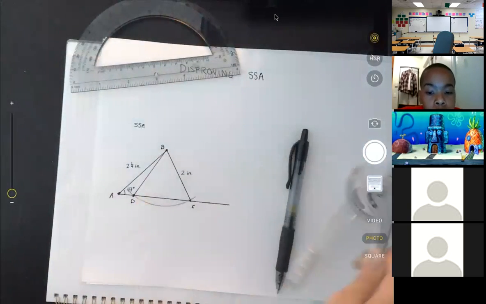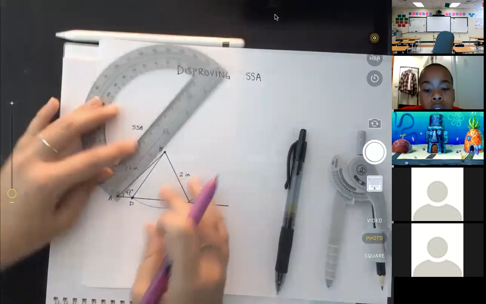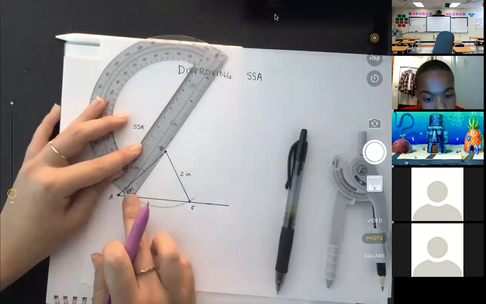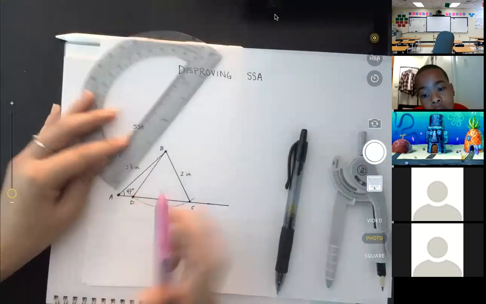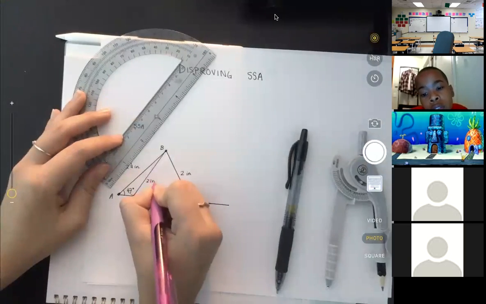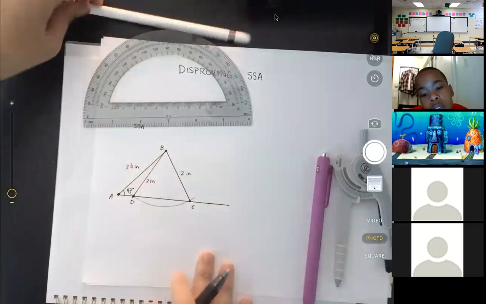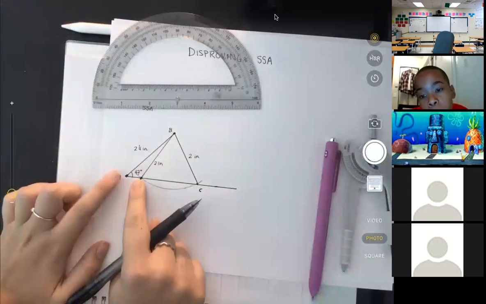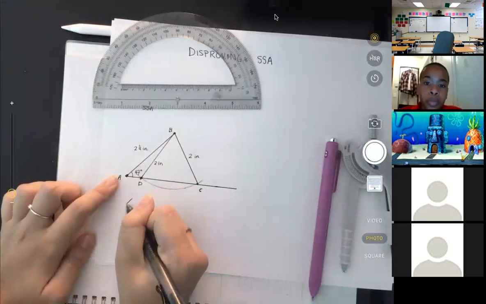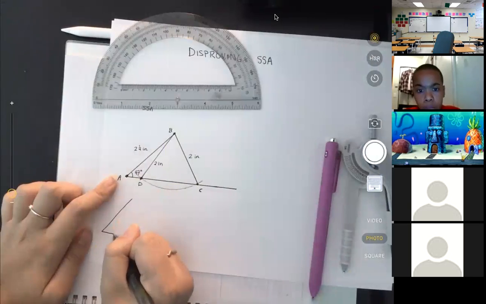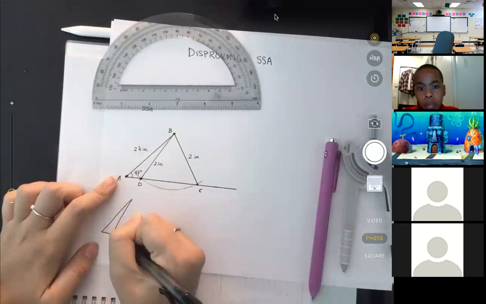2. Also 2. And I can check. Let me check. I line it up, and yep, that's definitely 2 inches. So what I'm going to do is now I've created 2 triangles. I've done this one right here. I'm just going to kind of copy it down. The one with a really, really skinny angle.